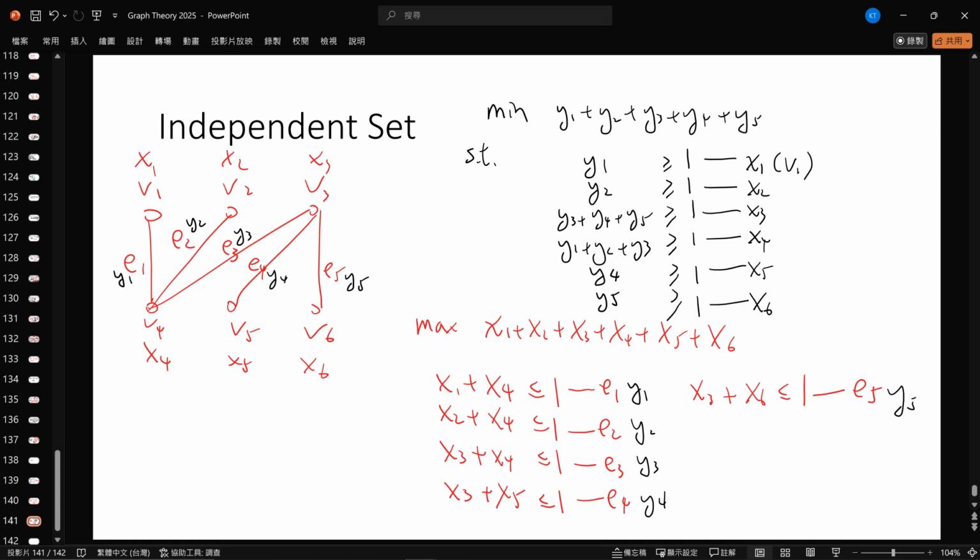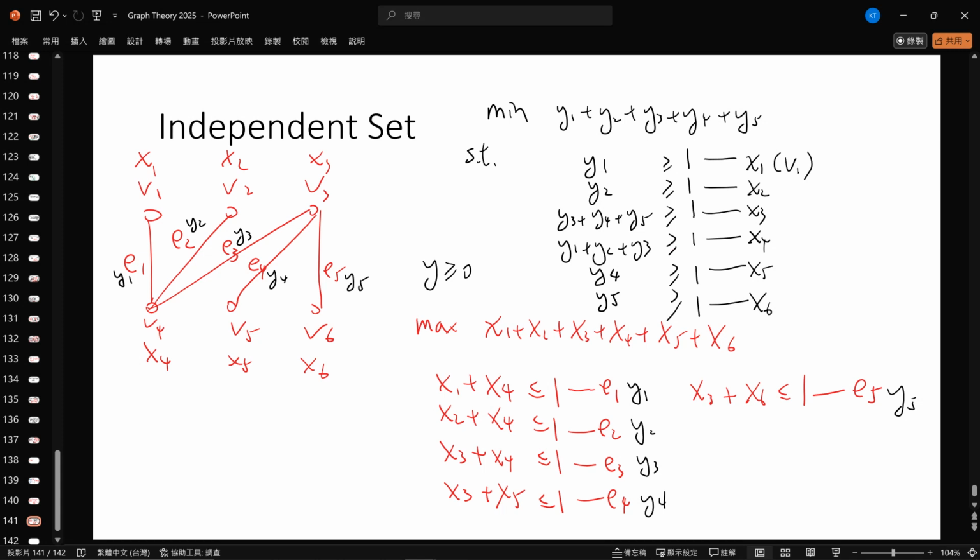Okay, so the final constraint: all the dual variables should be non-negative. So that's your dual problem. All right, so next is to figure out the physical meaning of the dual problem.